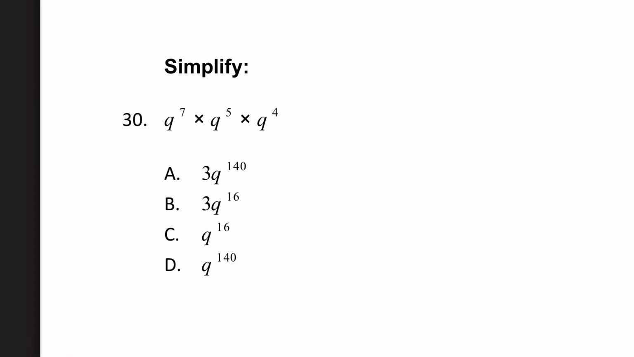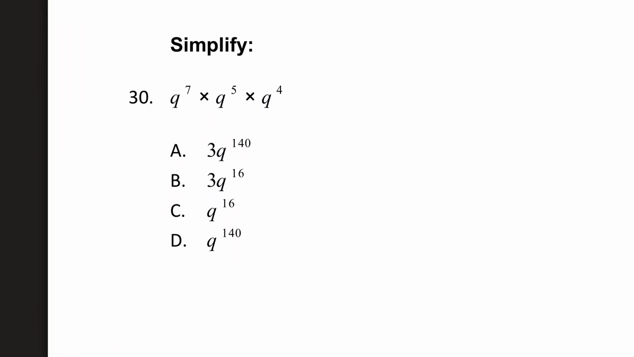Now we get into the real fun ones. Exponents, roots, and polynomials, the third section of this. We have a bunch of q's being multiplied by each other: q to the 7th times q to the 5th times q to the 4th. Remember, this is like 7 q's being multiplied times another 5 q's times another 4. You actually end up adding those exponents. 7 plus 5 is 12, 12 plus 4 is 16. We end up with q to the 16th, which is C.